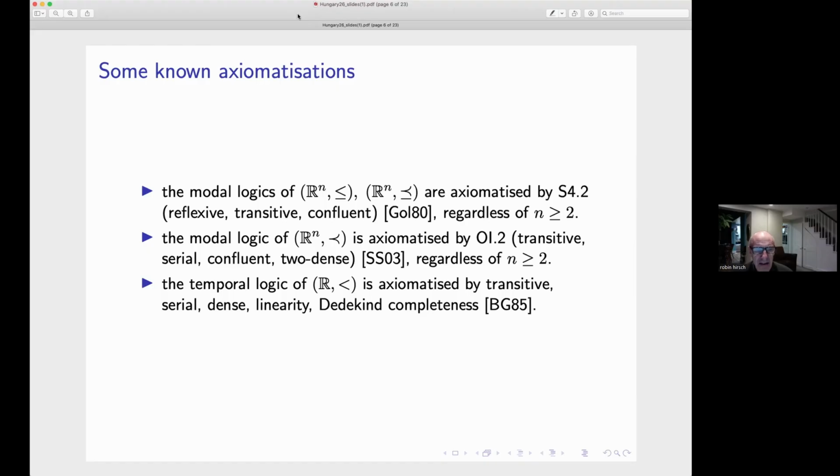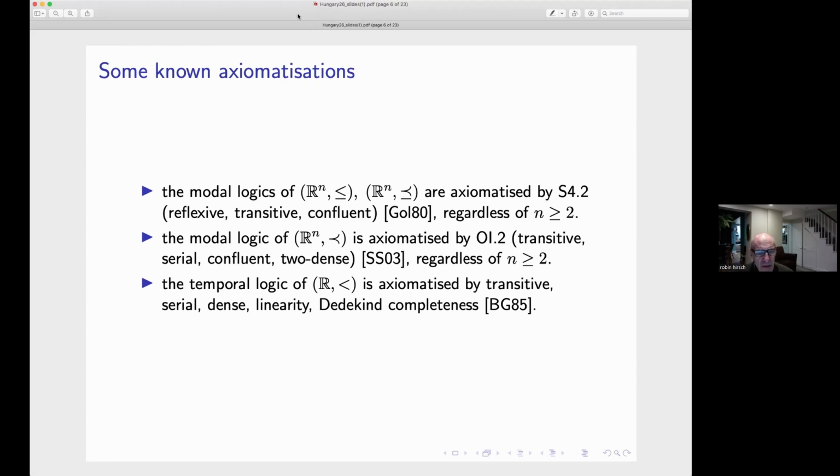We don't have linearity, but we do have confluence. And there's a stronger property than density, which I'll also define soon, called two density, which works for this slower than light case. So there is another axiomatization that we do have.